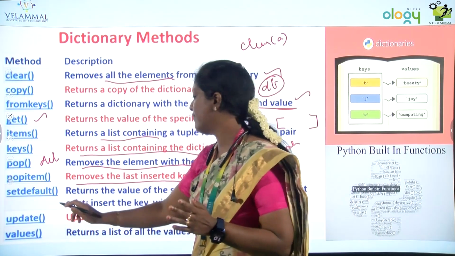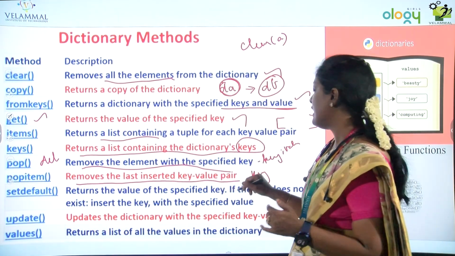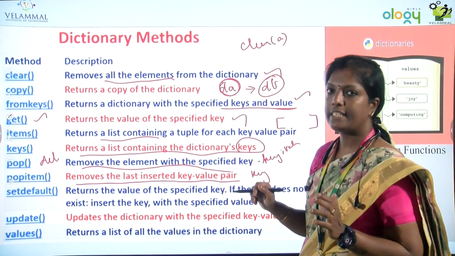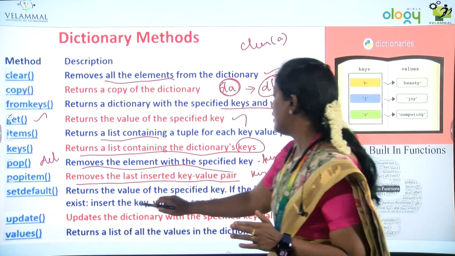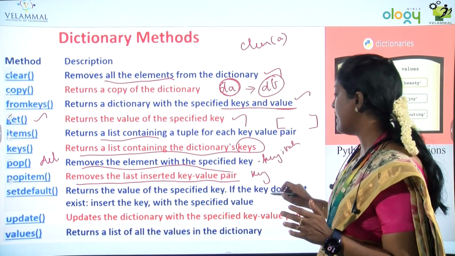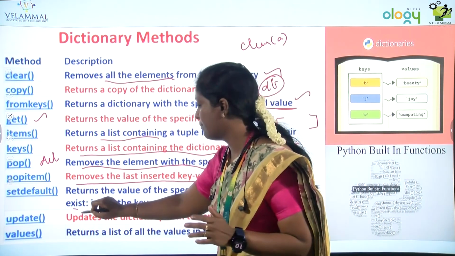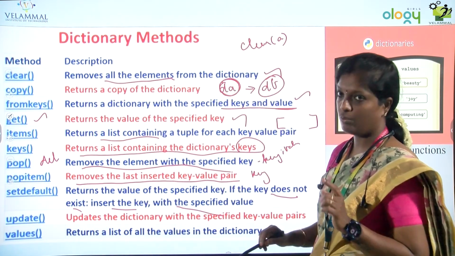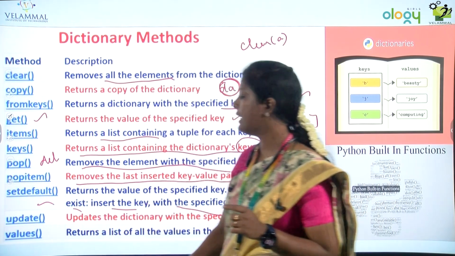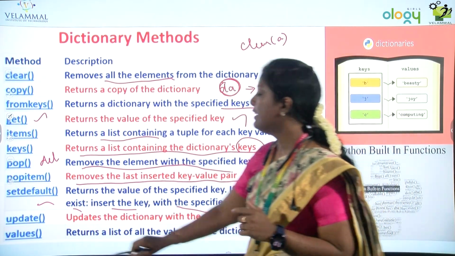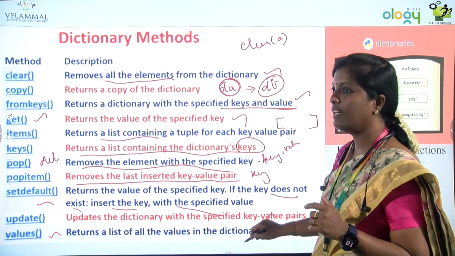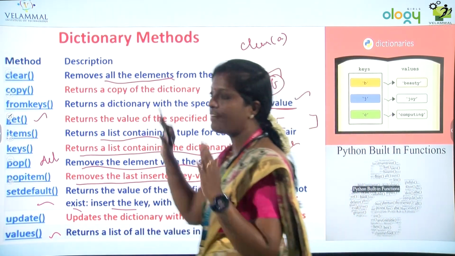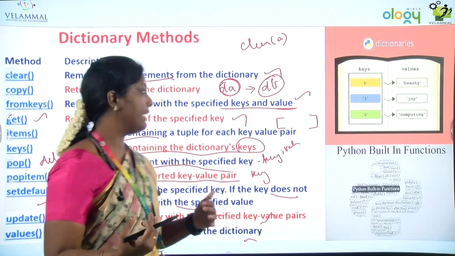Okay, then setdefault returns the value of the specified key. If the key does not exist, it inserts the key with the specified value. That is the setdefault operation. So first of all, it is going to check whether the key exists or not. If it does not exist, it is going to insert the key with the specified value. This is how setdefault is going to work. Next is update, we have already seen, and next is values. It returns a list of values in the dictionary. So whatever values you want can be displayed. So these are some of the built-in functions, and we are going to go through all of them with an example.